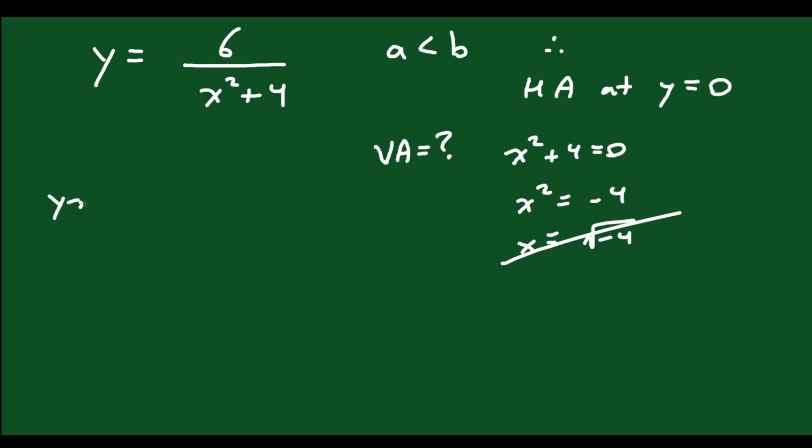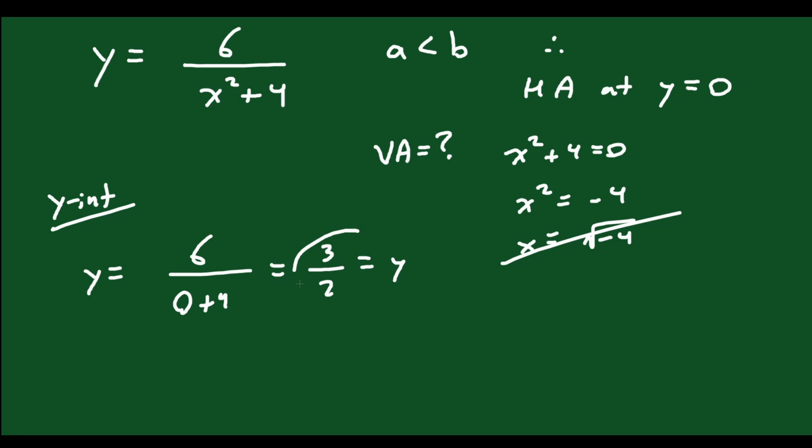We could figure out the y-intercepts, right? Set x to 0, y equals 6 over 0 plus 4. That's the same as 3 over 2. So y equals 3 over 2 is a y-intercept. You could try to find the x-intercepts. But to find the x-intercepts, we said you just set the top to 0. Well, there's nothing to do here. 0 doesn't equal 6, so there's no x-intercepts either. All you have is a y-intercept to go off of here, and also your horizontal asymptote.